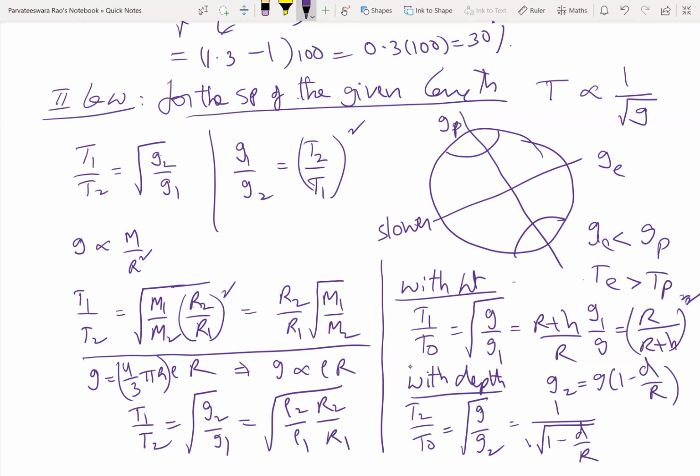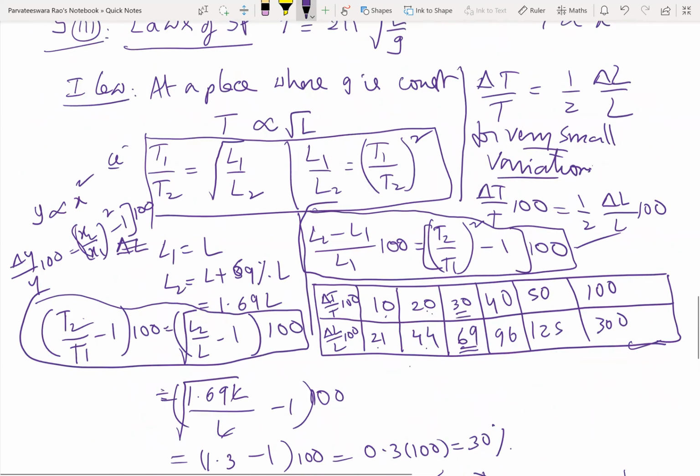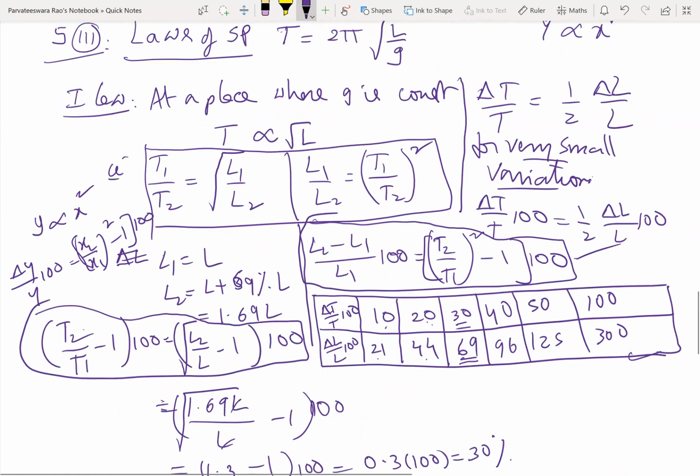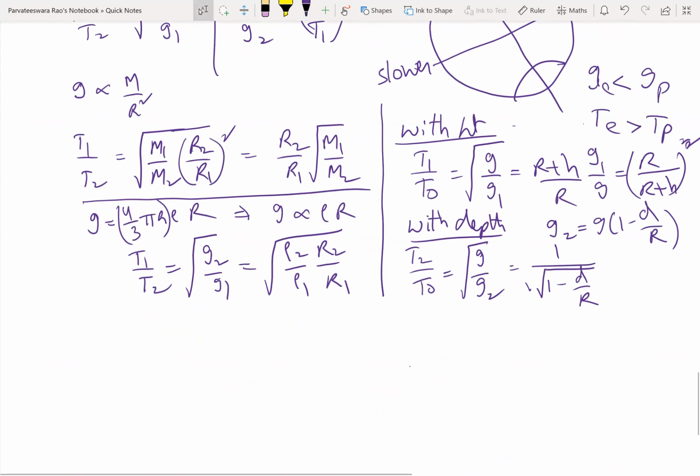So like this, they will be mixing concepts of gravity with simple pendulum. So you should be able to do anything that comes based on all these relations. I don't know whether you are taking down or not. I'm noting down. Yeah, because they are all important things for JEE. I am doing now.